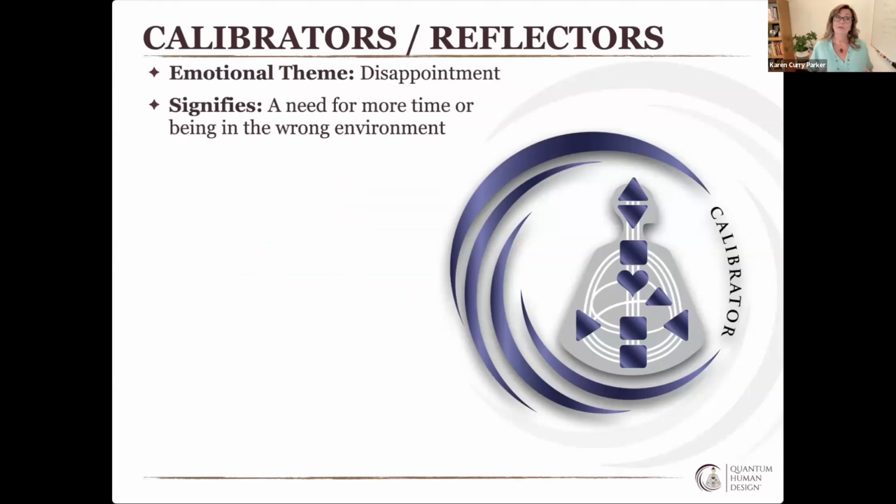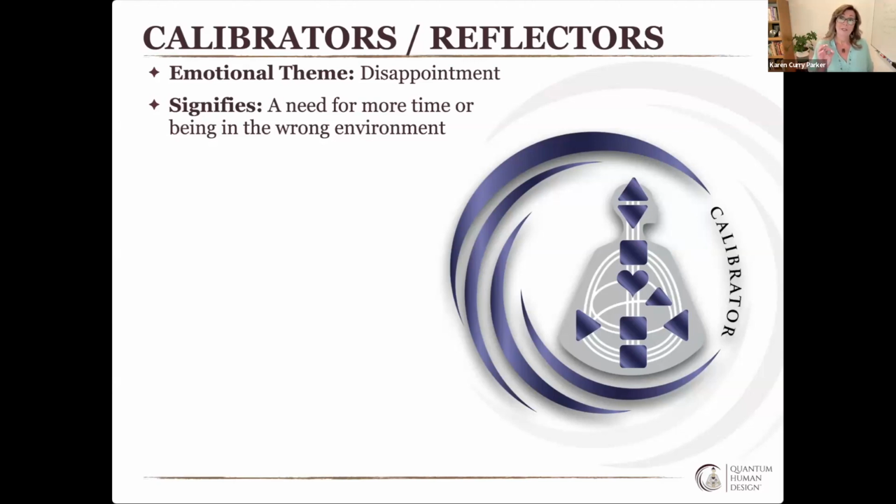The emotional theme of disappointment comes from two different places for the calibrator. The first place that it comes from is not having enough time to make important decisions. Okay, so when you're a calibrator and you don't have the time to make the right decision and you're pressured to make a quick decision, then sometimes you make that decision and you're kind of stuck with it and you can't get out of it because it ends up being the wrong place or the wrong environment.